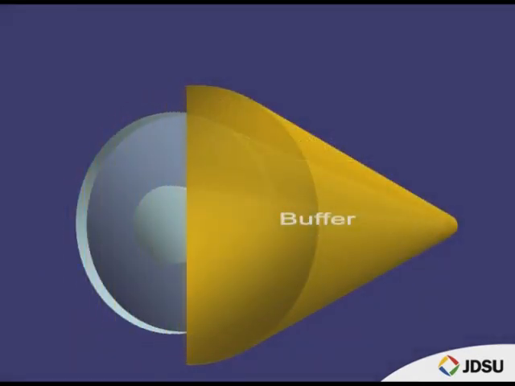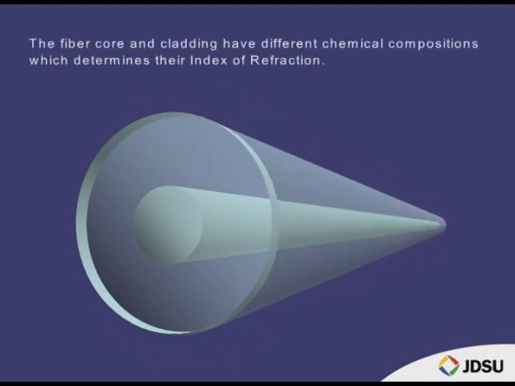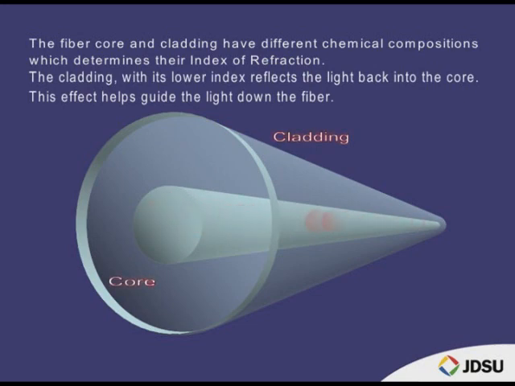Let's strip off the outer protective buffer and look at the glass itself. The fiber core and cladding have different chemical compositions which determine their index of refraction. The cladding, with its lower index, reflects the light back into the core. This effect guides the light down the fiber.